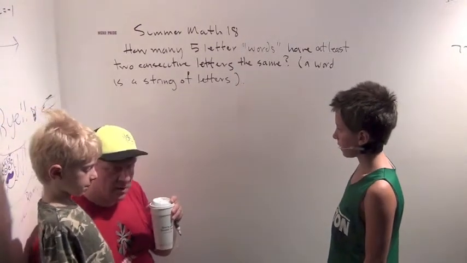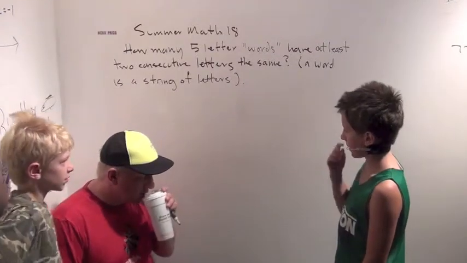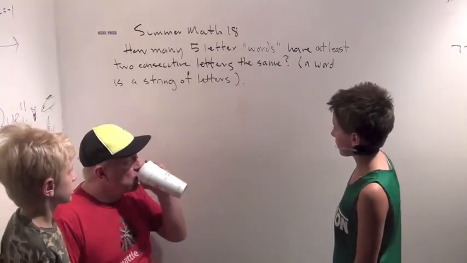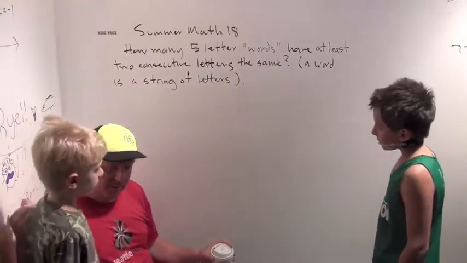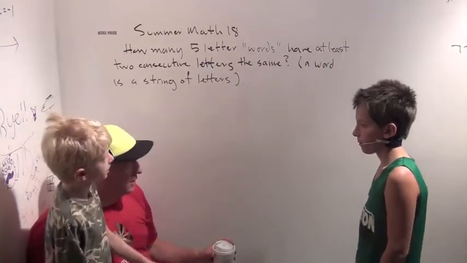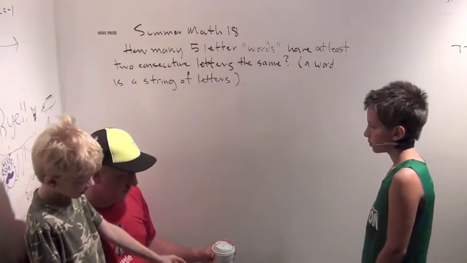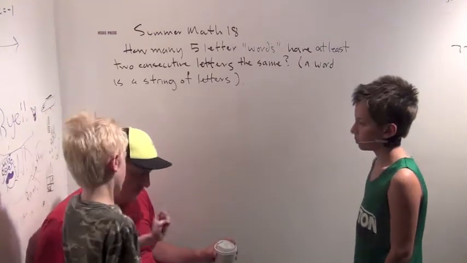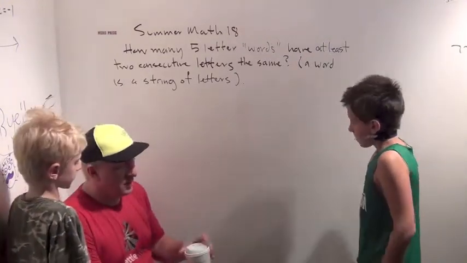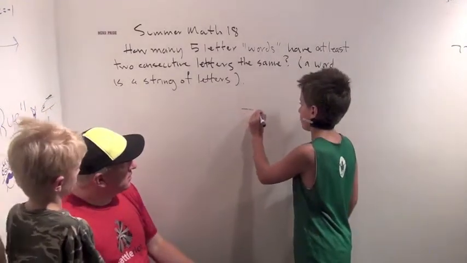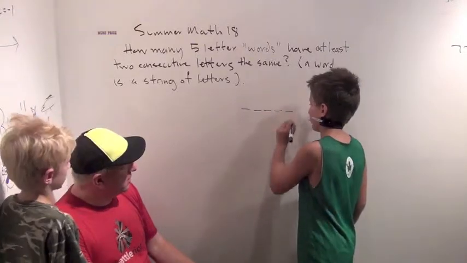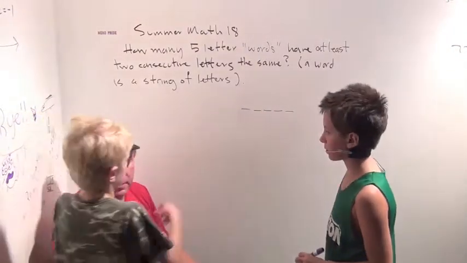Do you understand it? Yeah. I have an idea on this one. Alright, what's your idea? We can use complementary counting. What is complementary counting? It's where you count the total number of something and then you count what you don't want. Okay, so what's the total number of things we're looking for here? Total 5-letter words.